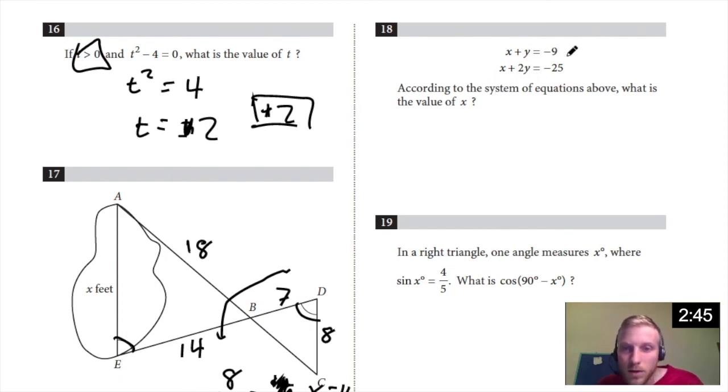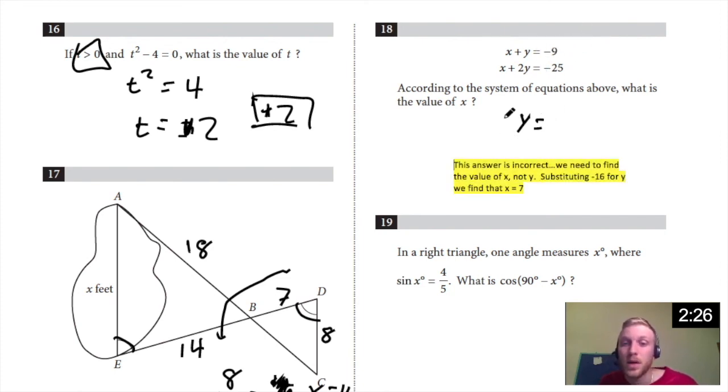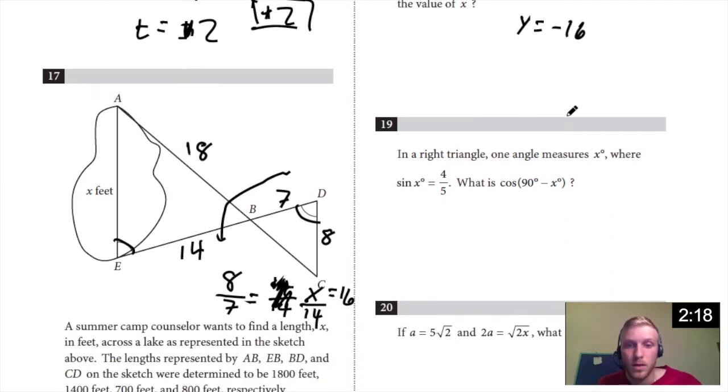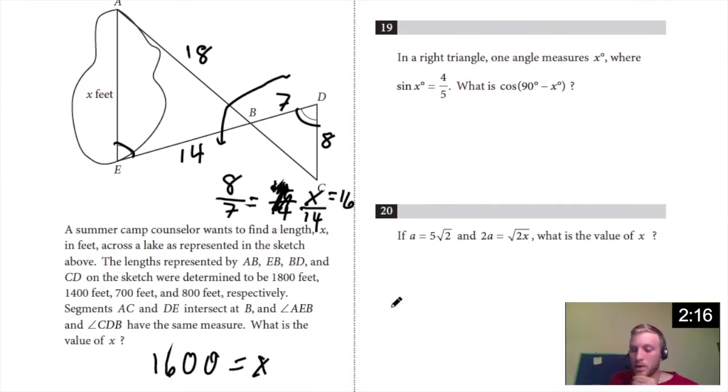Let's see. According to the system of equations above, what is the value of x? I'm just going to add the opposite of the first equation to the second equation. Cancel out the x's. So let's see. Negative x plus positive x is 0. Negative y plus 2y gives us y. Opposite of 9 is equal to 9. Positive 9 plus 25 is equal to 16. Correct? Yes, 16.